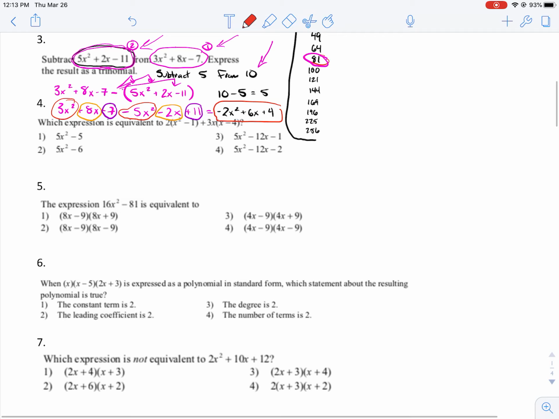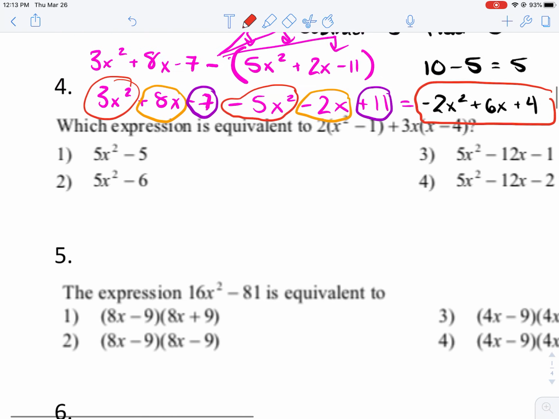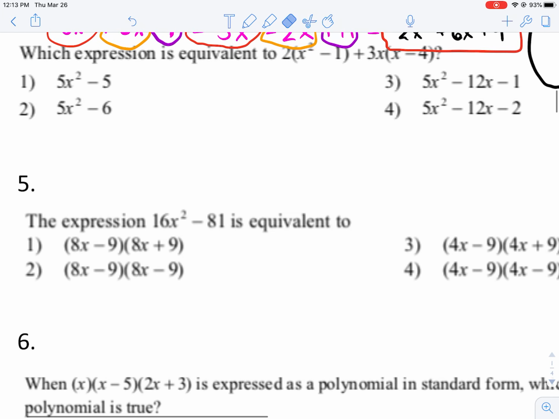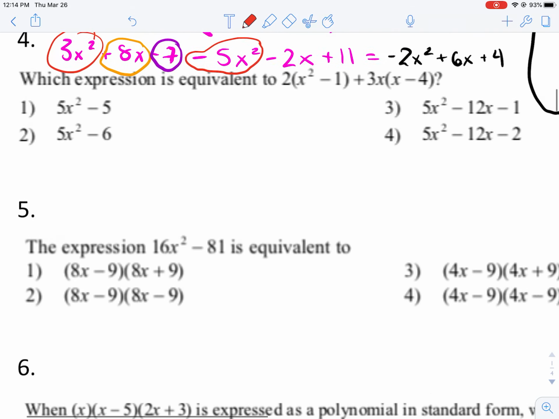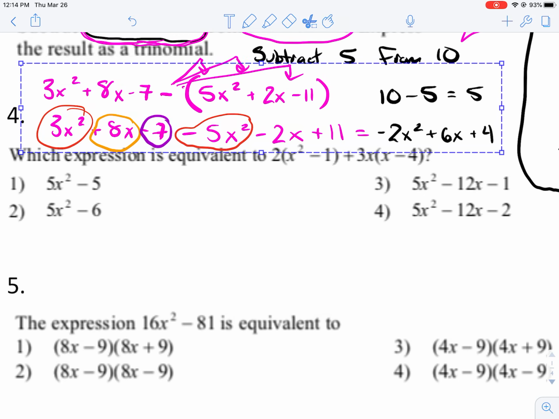Two more problems here, guys. Let's take a look at this one. Let me get rid of some of these things in the way there. Okay, so it says, which expression is equivalent to 2 times x squared minus 1 plus 3x times x minus 4? I'm going to shrink this back up here just a little bit so I can give myself some space here.